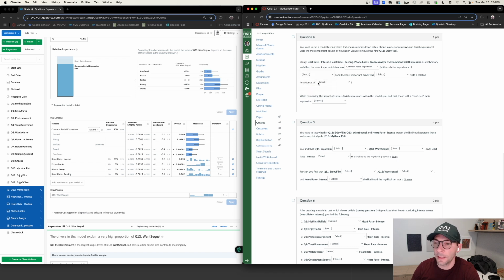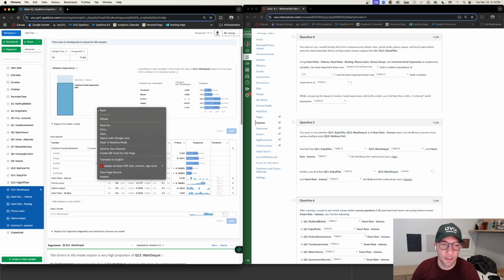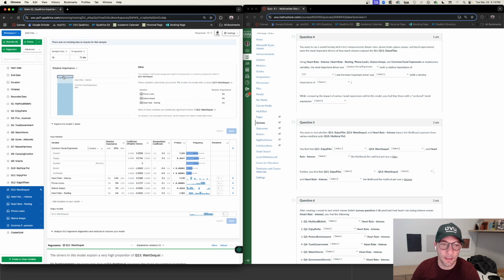Okay, so you select there. The least important driver was... so to get the least important driver, I'm going to click up here, because it doesn't really show them until you click that box. It just groups all the ones that didn't really play a role up here. So if I click this box, I see heart rate resting for me is the least important. So I would select heart rate resting, and for me it's 1%. You could do whatever you're seeing there for yours.